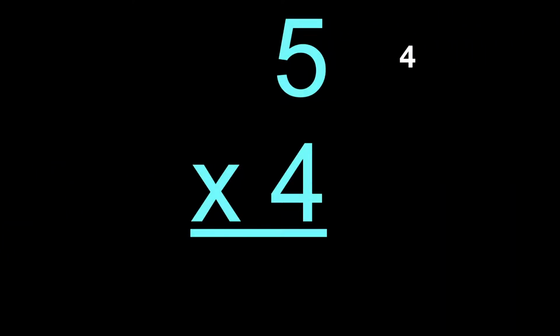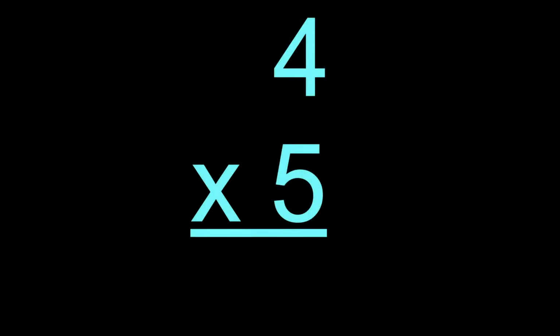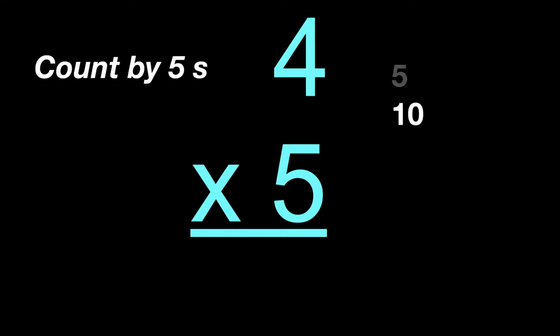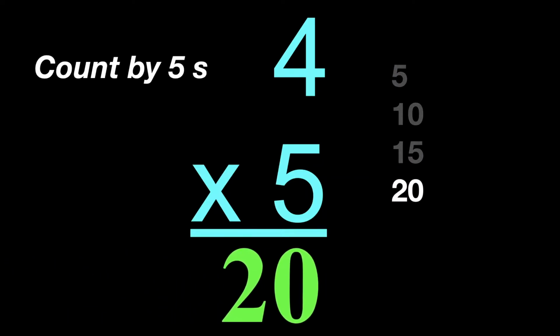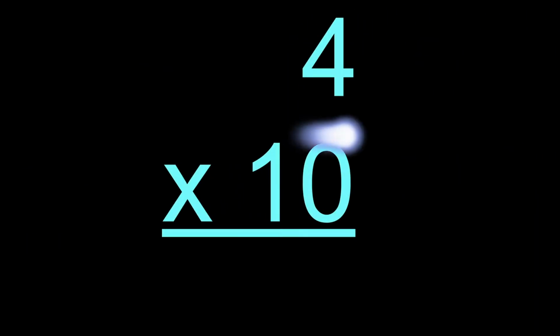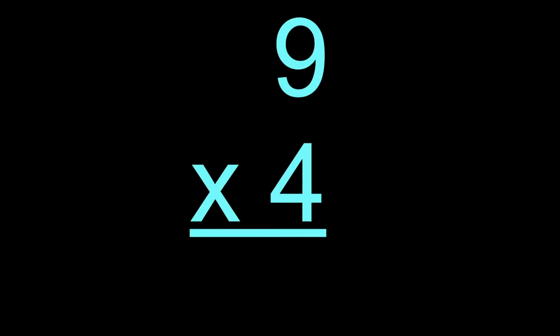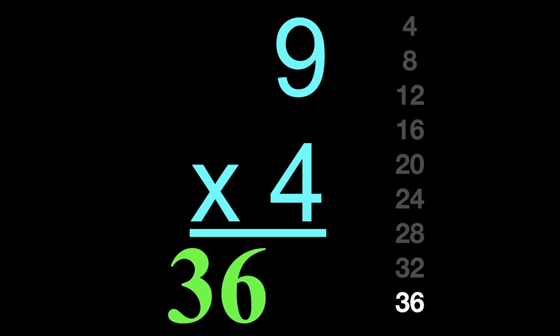5 times 4, we can go 4, 8, 12, 16, 20. Or, right, we could try it another way. Just kind of think of it in terms of switching it and counting by 5s, and that would just be 5, 10, 15, 20. So we could do it either way. 10 rule, 4 times 10, and we could just say it's going to be 40. We just add a 0. 9 times 4, 4, 8, 12, 16, 20, 24, 28, 32, 36.